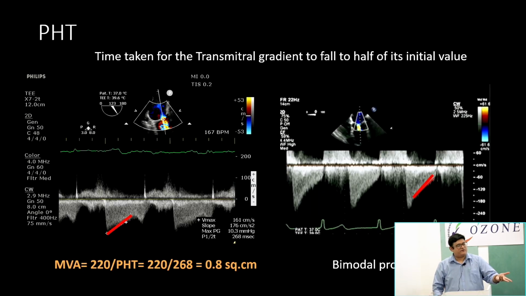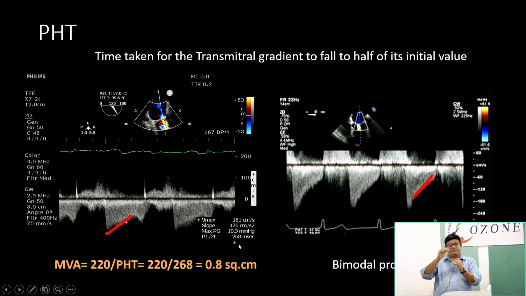The next way of measuring is pressure half time. That is the time taken for the transmitral gradient to fall to half of its initial value. 220 divided by pressure half time gives you your mitral valve area. It is easily obtained from your continuous wave Doppler of the mitral valve. From this peak you measure till this point and you get your pressure half time. In this case it is 268.